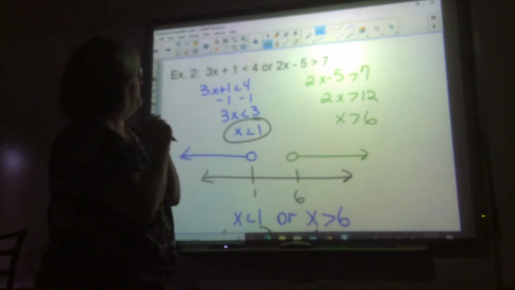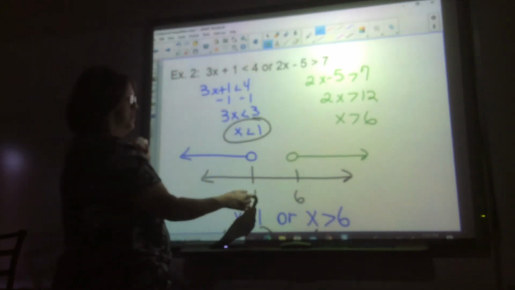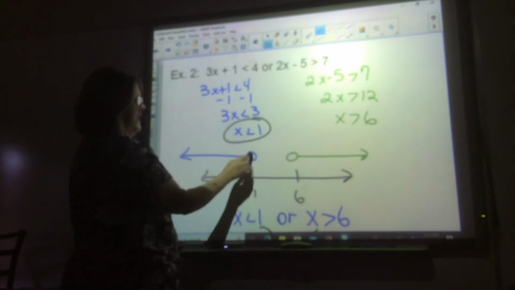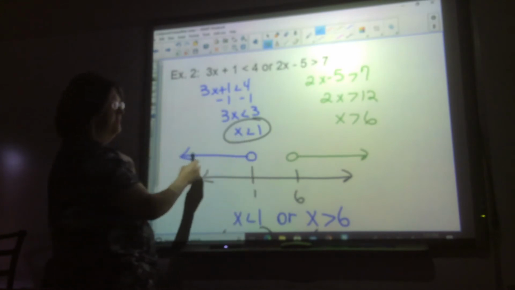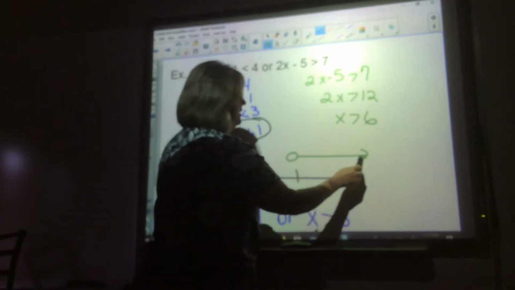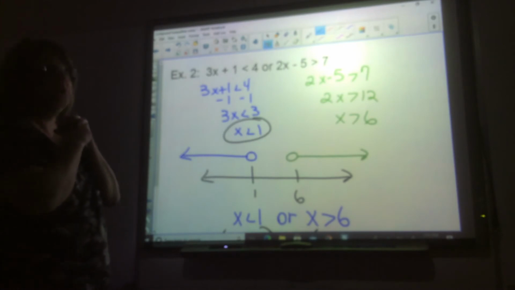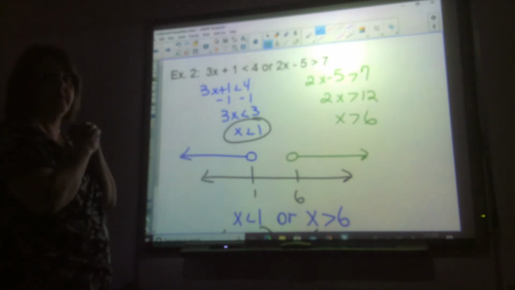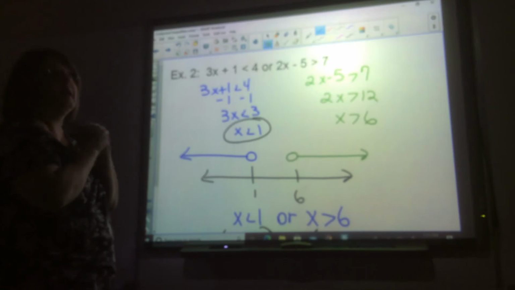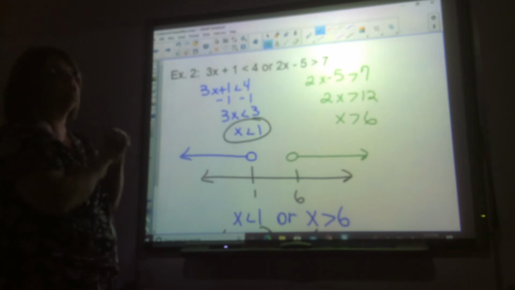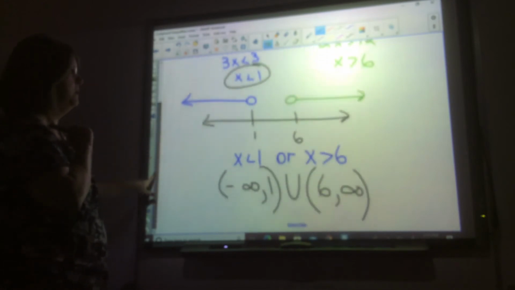Now, I'm going to graph this. I'm going to write my 1, my 6. X is less than 1, that's an open circle shading left. X is greater than 6, that's an open circle shading right. Now, if I only wanted the overlapping parts, this doesn't overlap anywhere. If it had been an and statement, this would have no solution. But this is or, and remember with or, any part that's a solution to either one of them is a solution to the whole compound inequality.